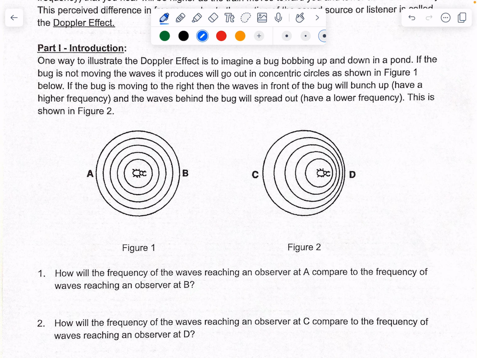In figure 1, frequency is the number of waves. Does A or B look any different compared to each other? Let's pretend these waves are sound. Would there be any difference in frequency between A and B? No, there would not. It would be the same, because your source, in this case the bug, is not moving. So there's no difference in frequency, and no difference in wavelength there.